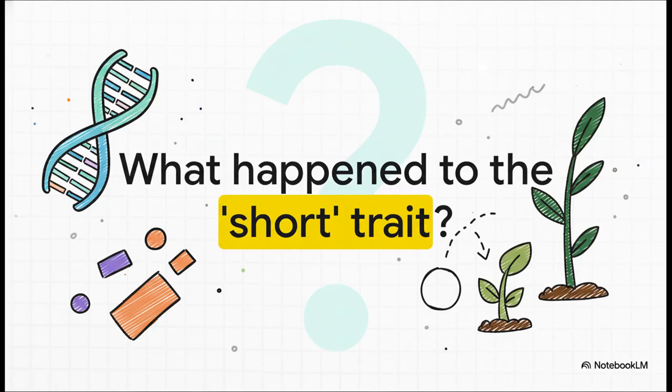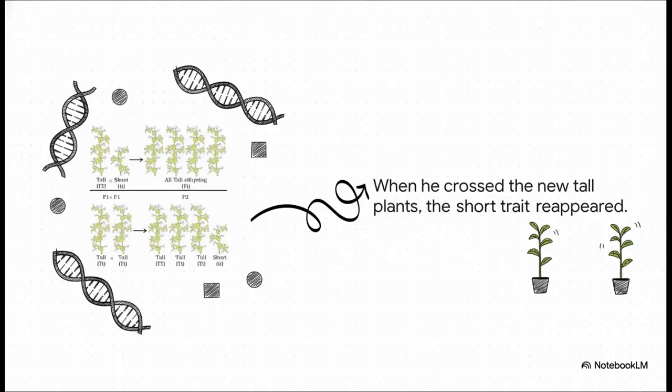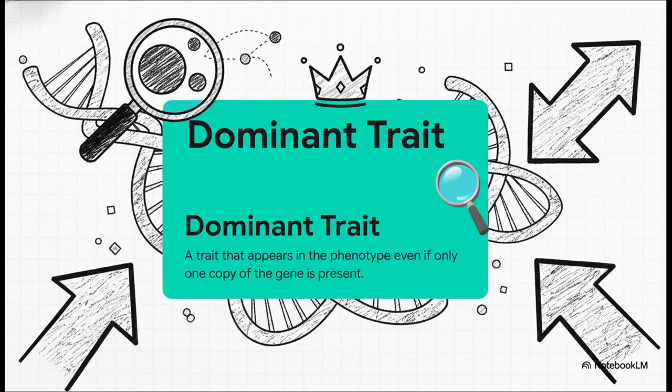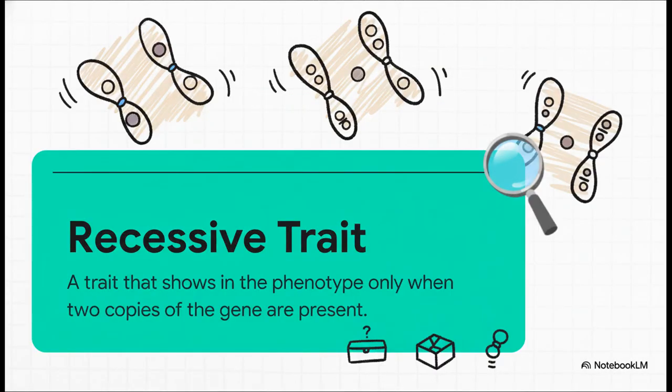Did it just vanish? But then he crossed those tall plants, and bam, the short trait popped right back up. And what's crazy is he kept getting this same result, a 3-to-1 ratio, tall to short. This revealed what we call dominant traits. They show up because they're making a working protein. And then you have recessive traits. They're often hidden because their protein is missing or broken.